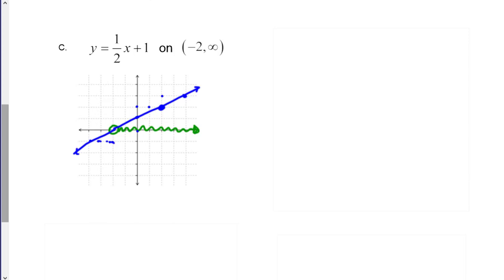The only difference is the line is restricted to just the domain from -2 to positive infinity. So all of these points on the line don't exist. Let me get back this part. And actually my line just starts right here at this open circle. So that's that particular line graphed on that domain.